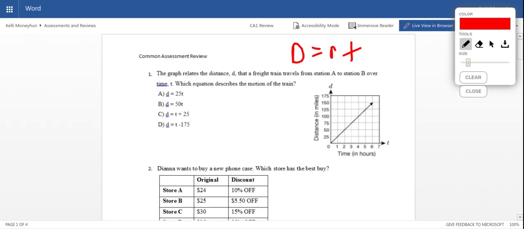And then you need to find your rate by picking a point and then dividing the y by the x, just like in our constant formula. Okay, pause and finish.